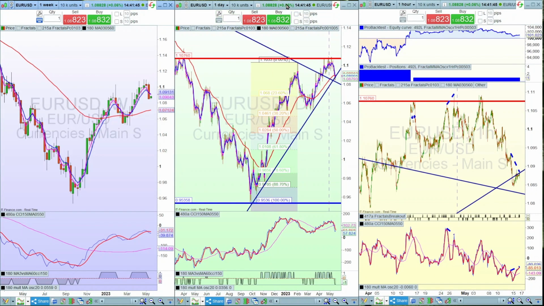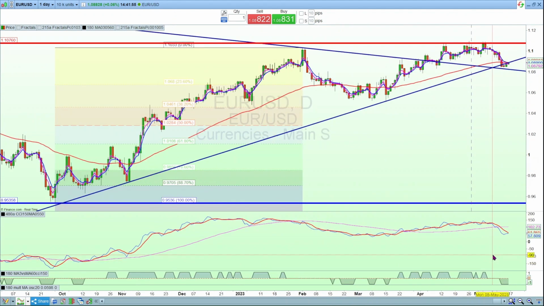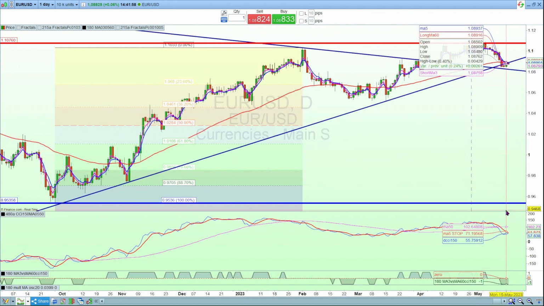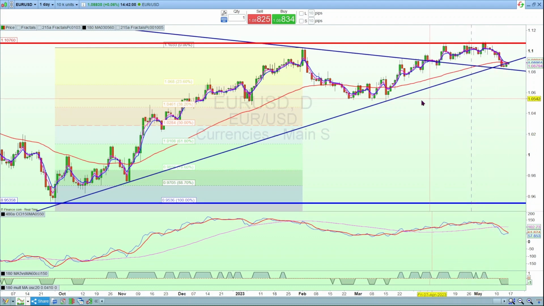But on the daily, you can see it's actually broken to the downside, so there is a bearish signal on the daily chart. So if you're inclined, you can trade on the lower time frames bearish only. Now I've also drawn this support at 95.35 down the bottom here and a key resistance at 110.76.